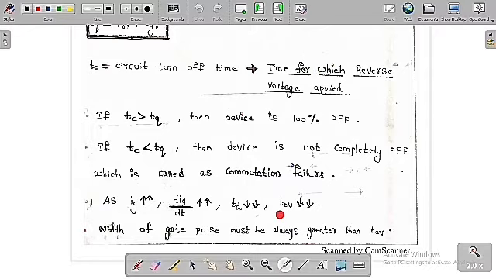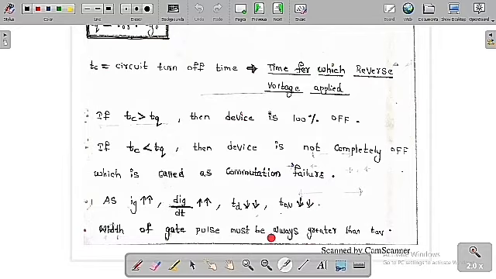So by increasing the gate current, the slope of the gate current increases. Therefore TD is going to get decreased, and because of that, the overall value is going to decay. So by increasing the gate current, we are going to decrease the turn on time.